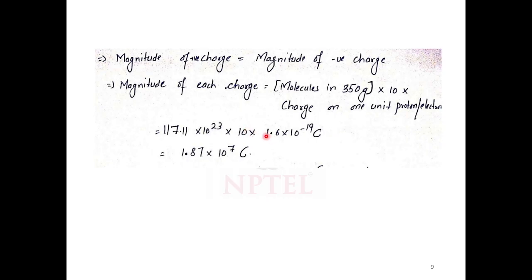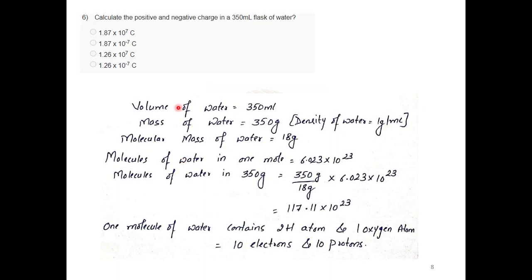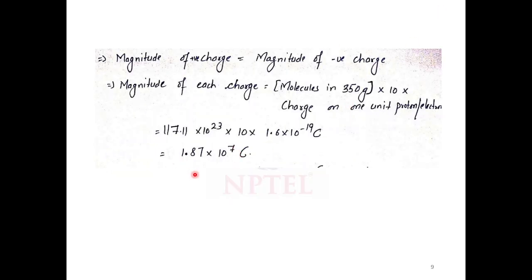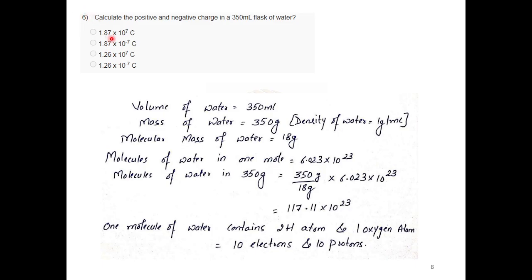The charge of a proton or electron is 1.602 into 10 to the power minus 19, which is the value in SI unit. So overall you will get each charge as 1.87 into 10 to the power 7, right? So the calculated positive charge is 1.87 into 10 to the power 7. This will be the answer, so A is the answer here for the question. Let me know if you have any question.